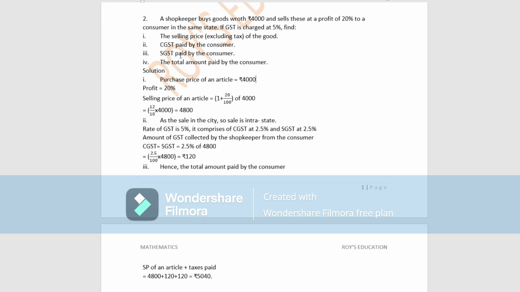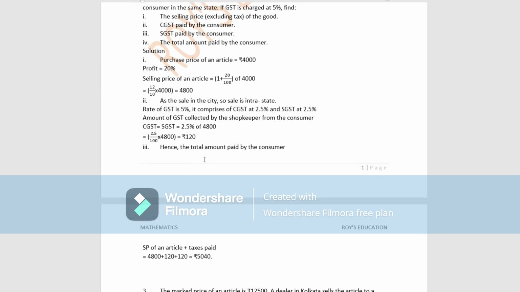Next, number two is CGST paid by the consumer and SGST paid by the consumer. What is the GST charge here? GST charge is 5%. That means CGST will be 2.5% and SGST will be 2.5%. Now the amount of GST collected by the shopkeeper: CGST will be equal to SGST, that means 2.5% of 4,800. That means 2.5 by 100 into 4,800, which is equal to 120.